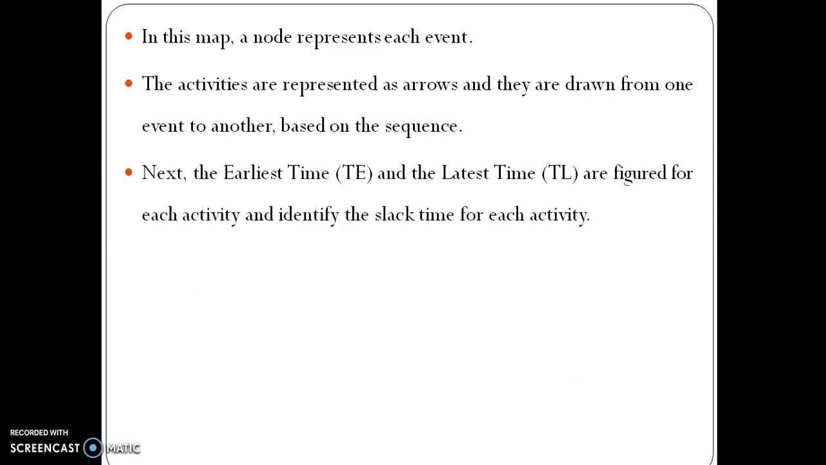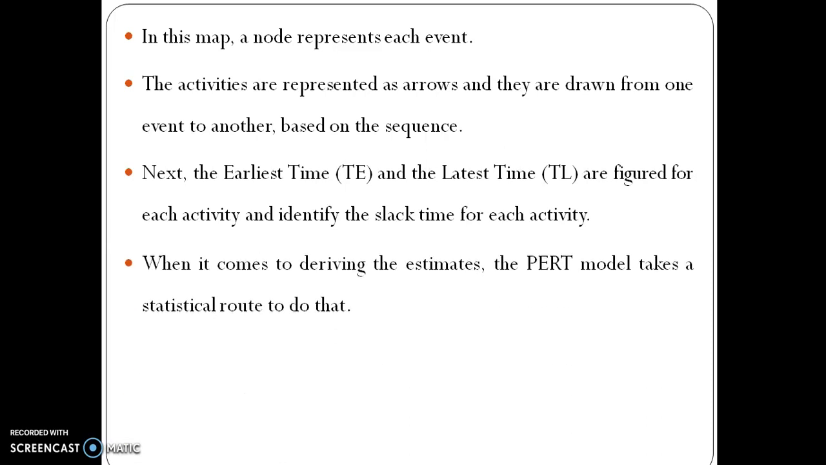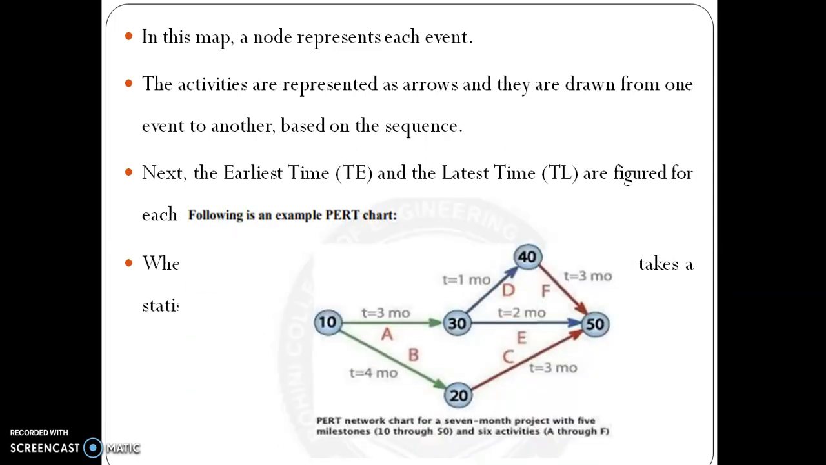Next, the earliest time TE and the latest time TL are figured for each activity and the slack time is identified for each activity. When it comes to deriving the estimates, the PERT model takes a statistical route to do that. The following is an example of a PERT chart.